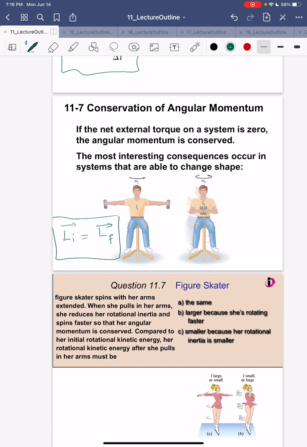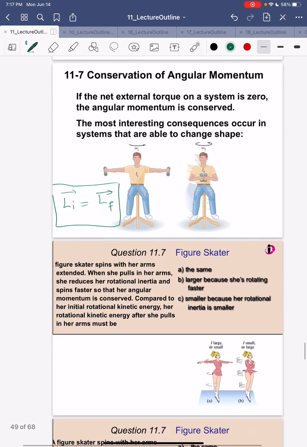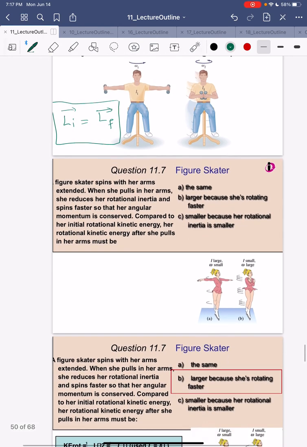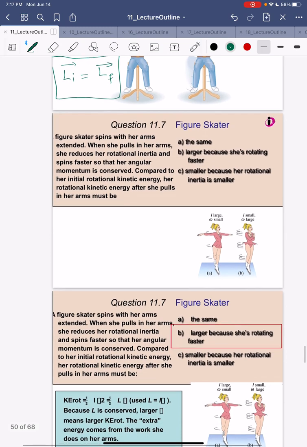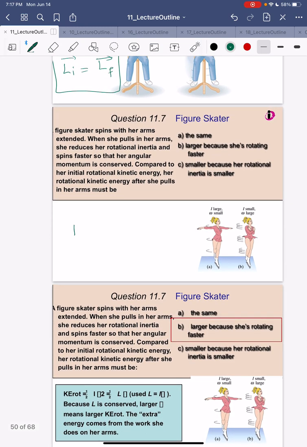Okay, we know all about figure skaters when they spin with their arms extended. When she pulls in her arms, she reduces her rotational inertia and spins faster so that her angular momentum is conserved. Compared to her initial rotational kinetic energy, her rotational kinetic energy after she pulls in her arms must be larger because she's rotating faster. Because remember, K is 1/2 I omega squared.